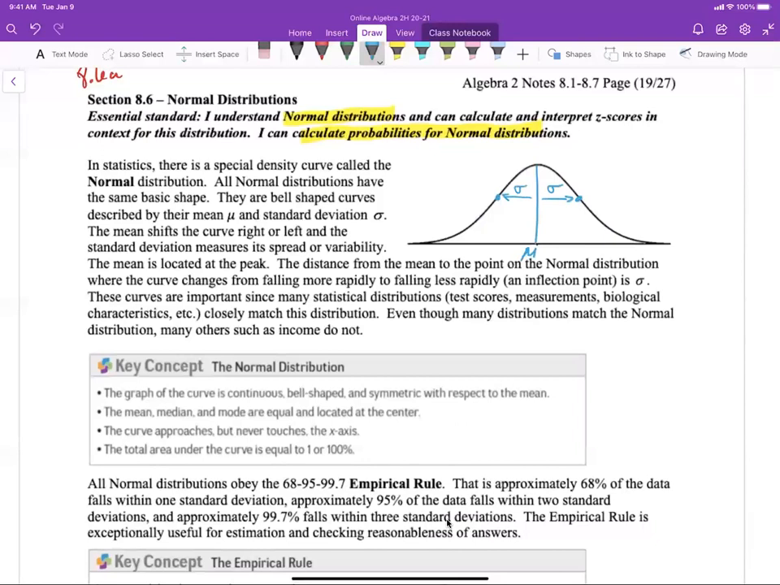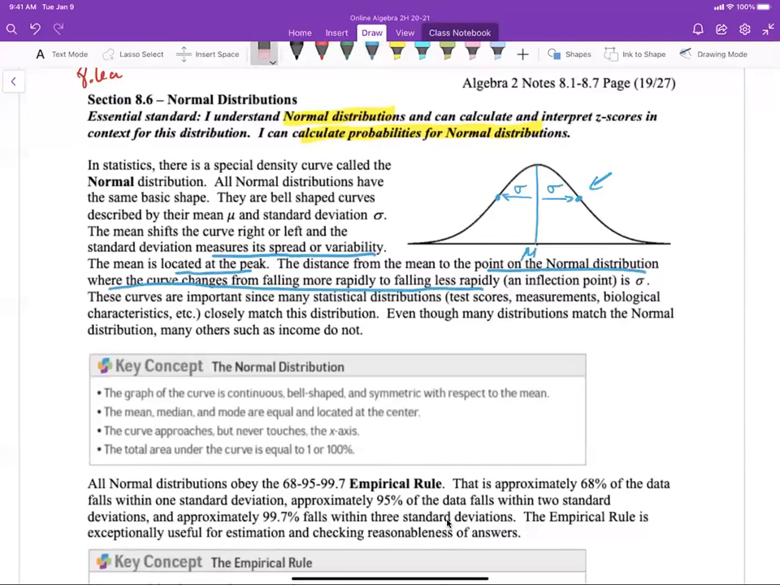The mean shifts the curves right or left, and standard deviation measures its spread or variability. Remember, standard deviation is a measurement of variability. The mean is located at the peak, like I showed you, and the distance from the mean to the point on the normal distribution where the curve changes from falling more rapidly to falling less rapidly, which is an inflection point, okay, is considered 1 sigma, okay?